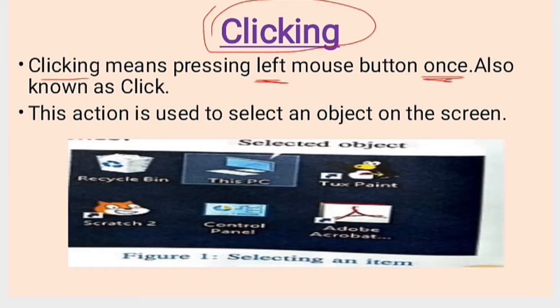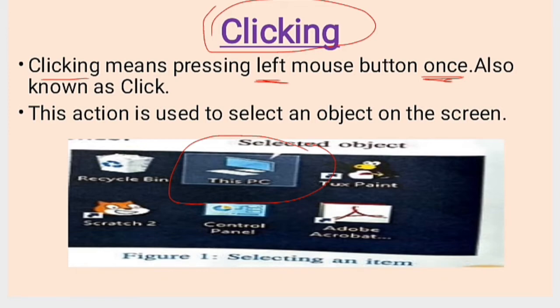That means if we want to open an object, before that we have to select that object. If we want to select any object on the screen, we use the left mouse button once, that is, just clicking. See here in this figure, we have clicked on This PC. This is the selected object. You see the color of this is different. It is highlighted instead of all these six icons. That means this object is selected by using the click.